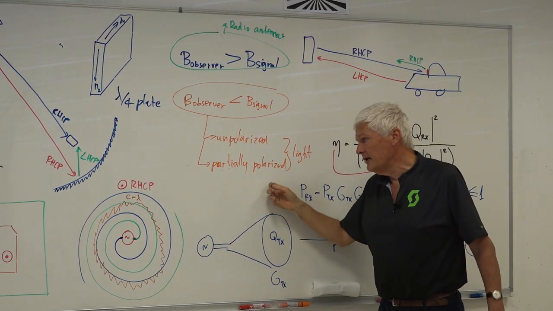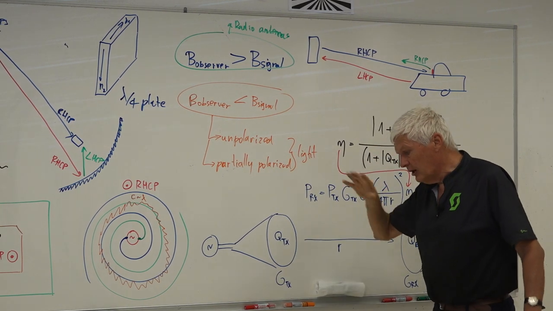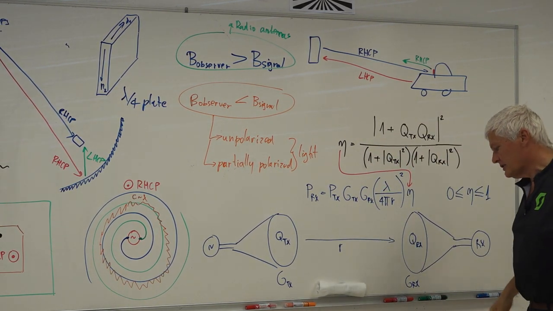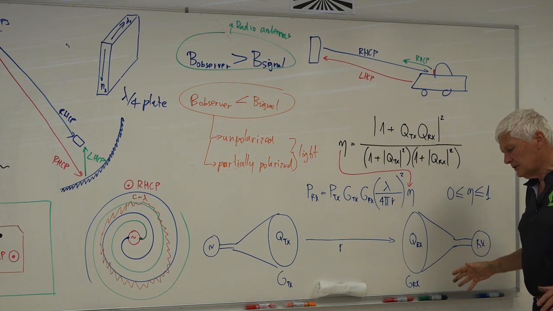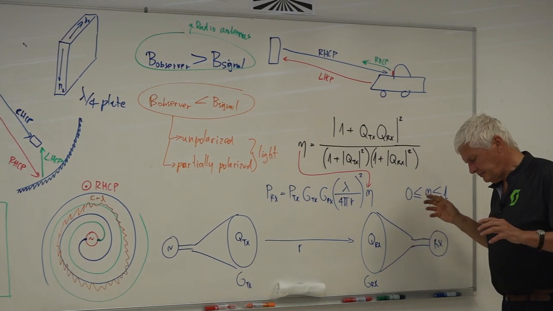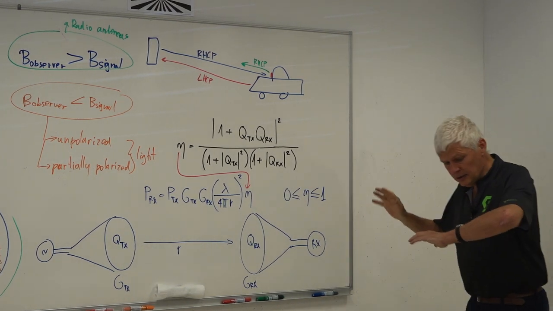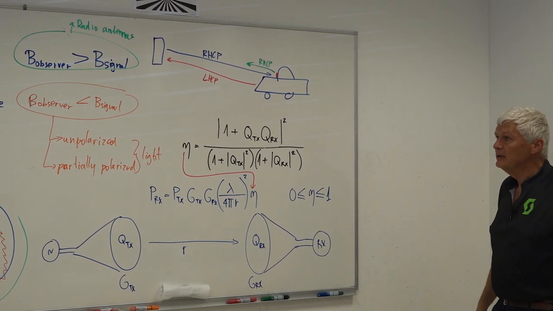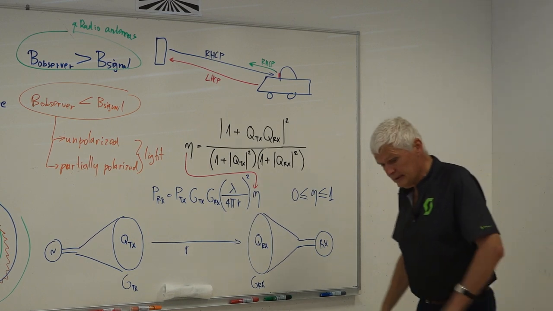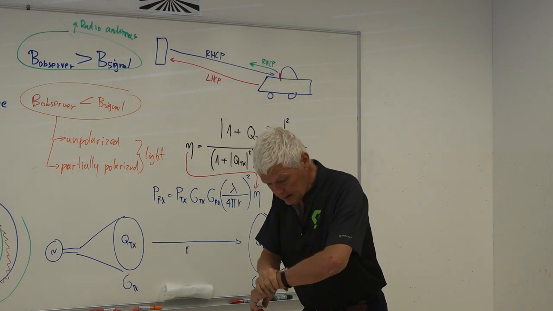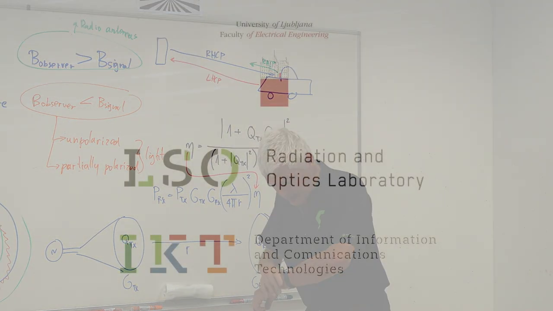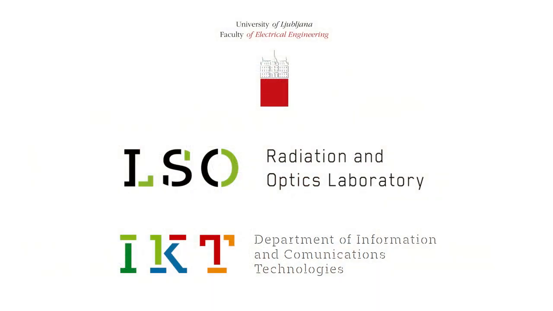And then we have different units, no longer the ratio of circular components Q. We have the Stokes parameters and the Poincaré sphere, but that's way too much for today. So that's about polarization. And in order to keep on schedule, we have to restart in 10 minutes with the thermal noise.